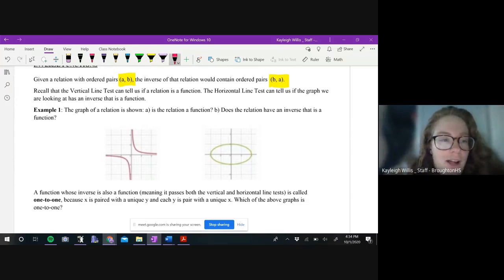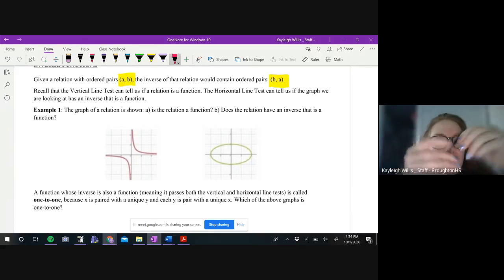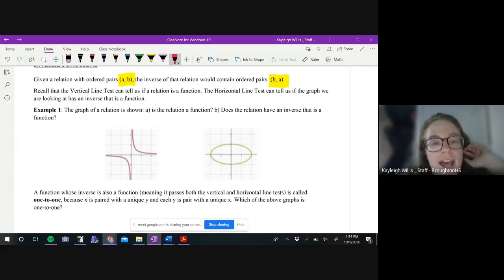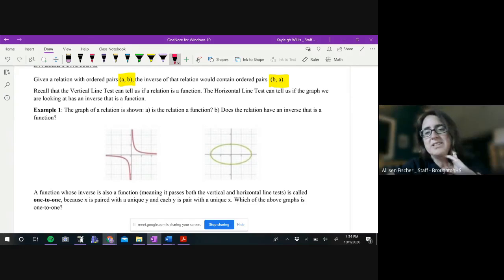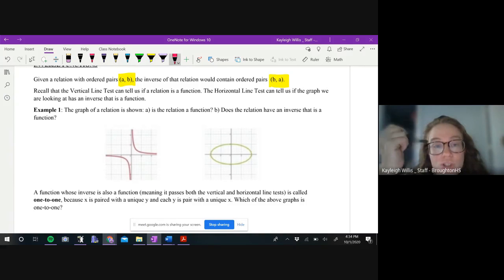They're just flip-flopped, exactly. So we're going to recall the vertical line test can tell us if the relation is a function or not. I also call it the pencil test. If you can take your pencil and move it across that graph and it only hits it once, then it passes. It's a function. And then we have the horizontal line test, which is kind of new. I don't teach Math 3, so I don't ever know what you guys have already learned. But that one tells us if the inverse is a function or not.